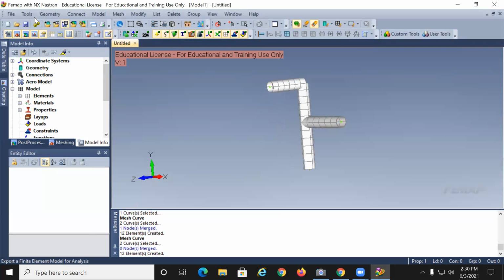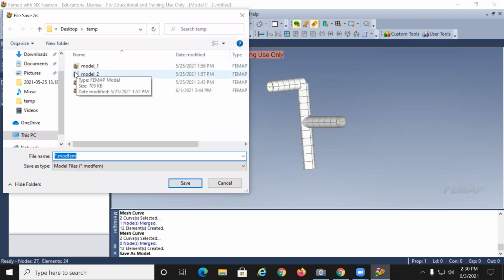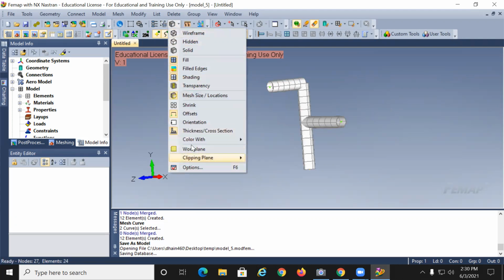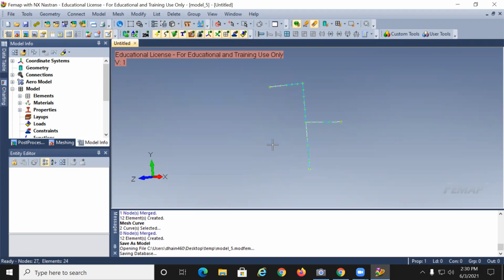Right, file, save as, desktop model 5. I don't know what all these models are. If you want one day, I'll give you all those models. I don't know what they are, but all right. So let me eliminate now this and go to F. Be careful here with the loads. Okay, it should not be that difficult.